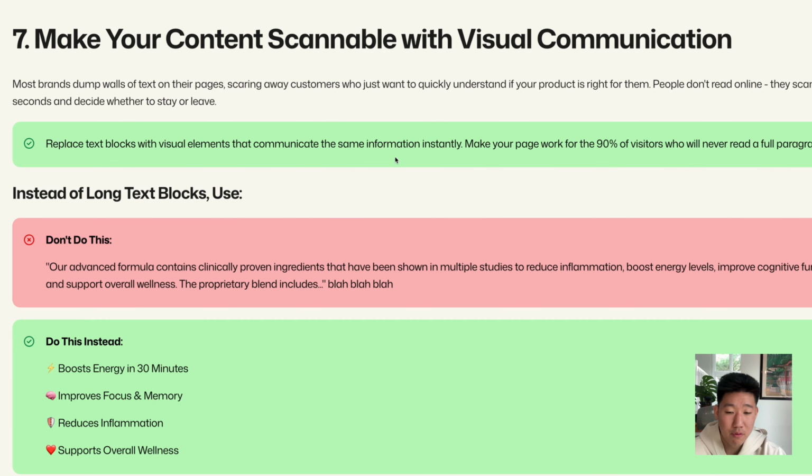Because if you only have full paragraphs, you're doing a disservice to all the people that aren't going to read that, and therefore people aren't going to buy because they don't even know what it is that you can do for them. So instead of using long text blocks like this, where it's all like, our advanced formula contains clinically proven ingredients that... and this is honestly a decent sentence, but I've seen brands that have sentences back to back and no one's going to read that.